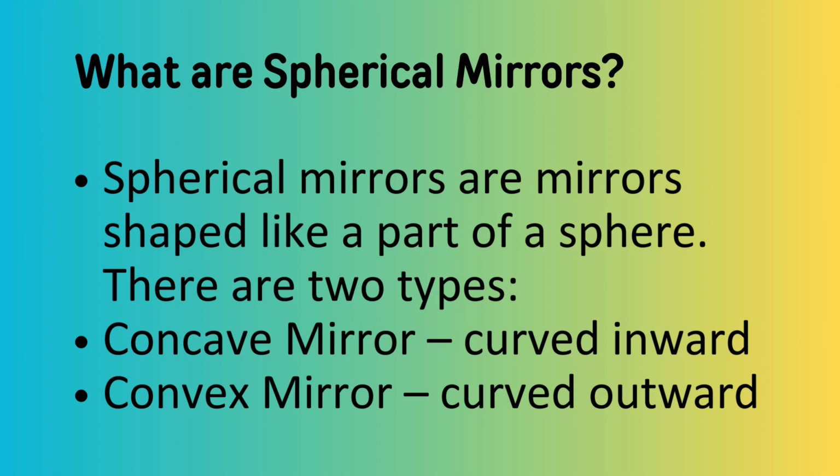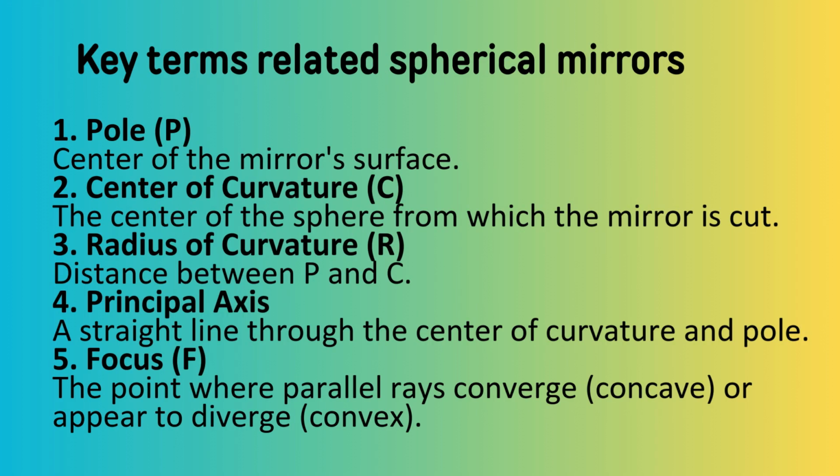Before discussing image formation, let us understand some important terms related to spherical mirrors. The pole, represented by P, is the center point of the mirror's surface. The center of curvature, represented by C, is the center of the sphere from which the mirror is cut. The radius of curvature, r, is the distance between the pole and the center of curvature. The principal axis is an imaginary straight line passing through the pole and the center of curvature.